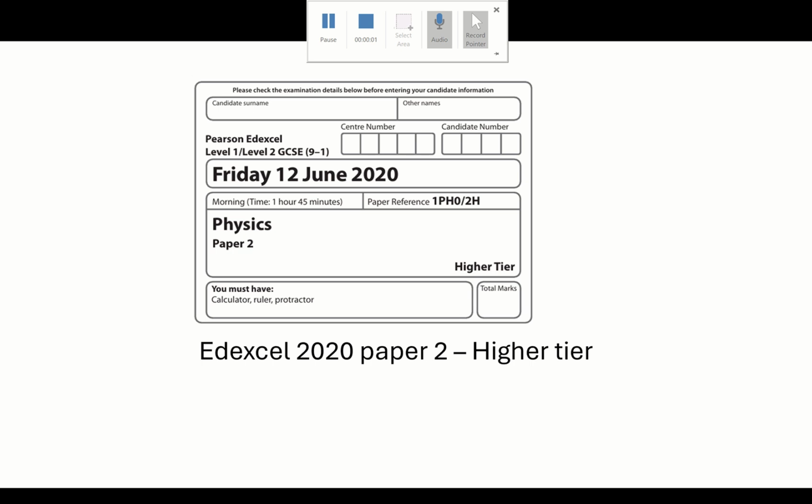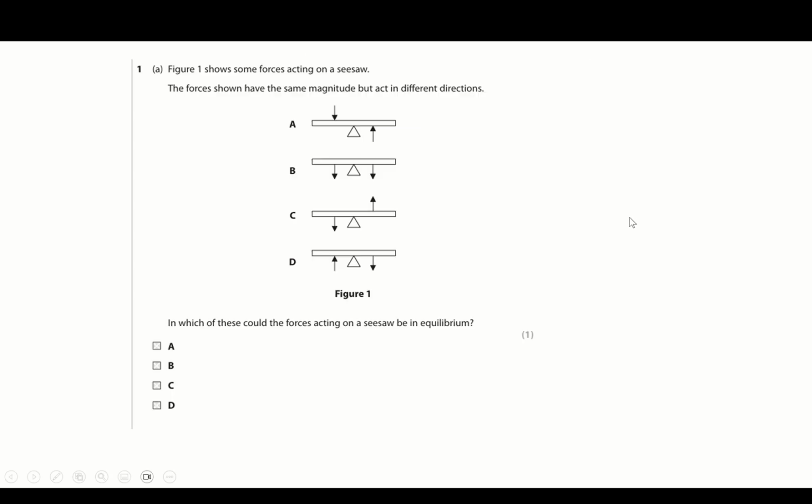Okay, so Edexcel 2020 paper 2, and this is the higher tier. So let's go into question 1. Always need to do that first. There we go. So we've got forces on a seesaw, and it tells us they're the same magnitude, and we can see that because they're the same size arrows, and it says which would be in equilibrium.